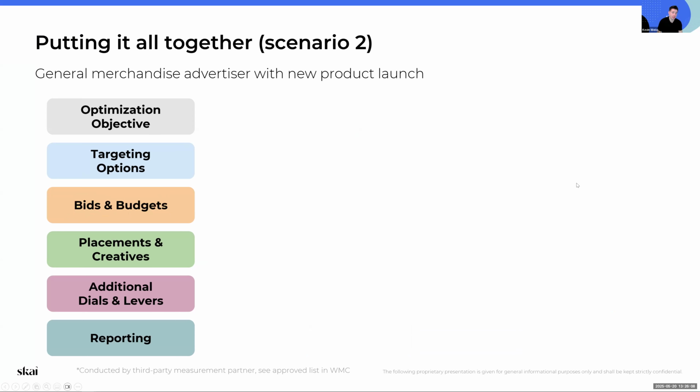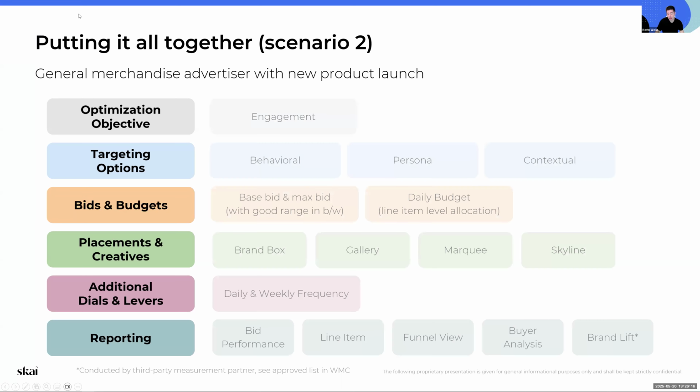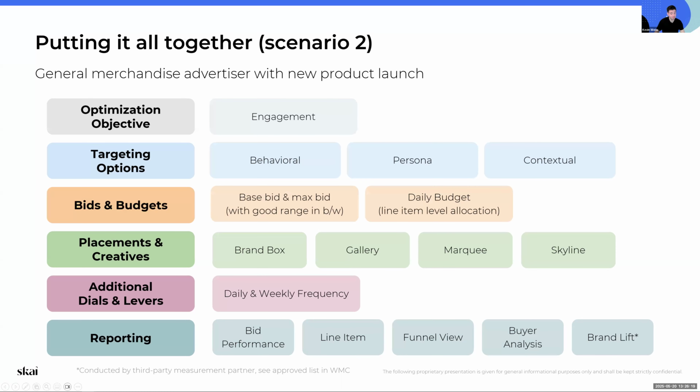The next scenario here is a general merchandise advertiser. Let's say you're doing consumer electronics or something that's non-consumable, and you've got a new product launch. We're going to have a different combination of settings, but one of the consistencies here is all the ad placements and creatives, and some of the same reports. I'm going to break down the targeting options a little bit differently here. I'll also call out that we're going to use those daily and weekly frequency caps in this type of program, and we're going to use engagement, which is also known as a consideration objective.